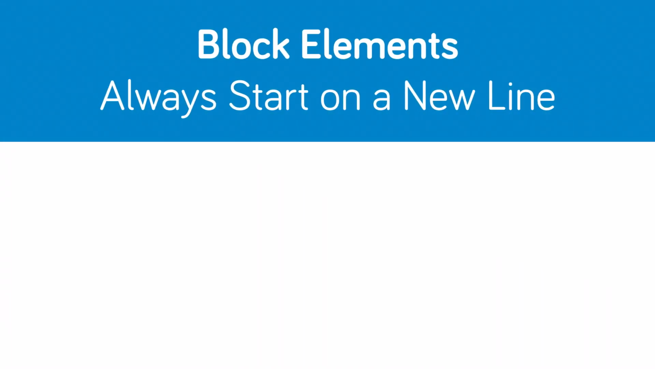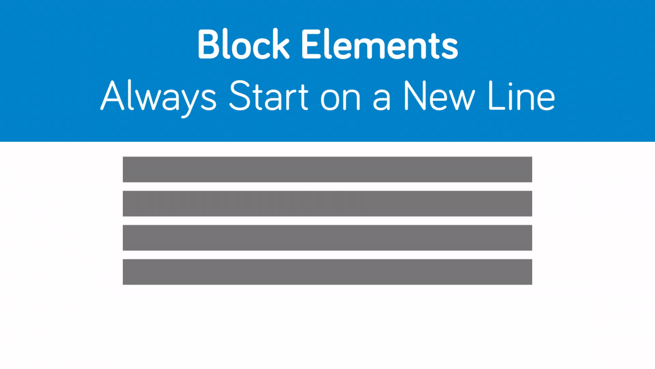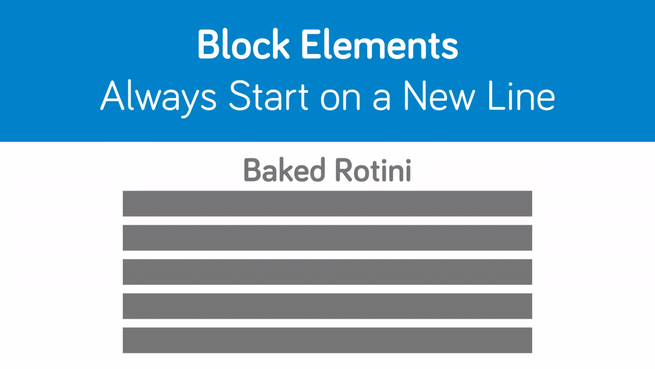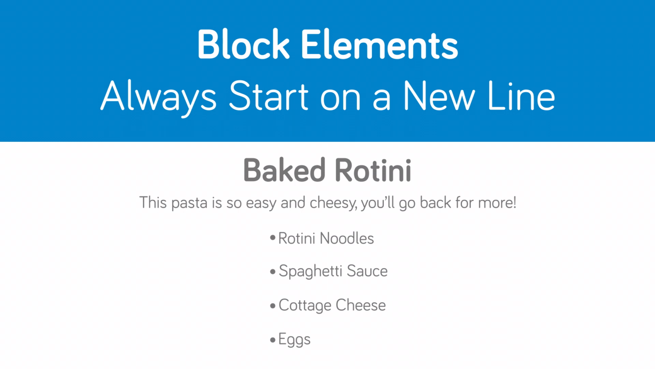Block elements, on the other hand, always start on a new line in the browser window. In other words, they stack one below another. Some examples are headings, H1 all the way to H6, paragraphs, lists, both ordered and unordered, and individual list items.